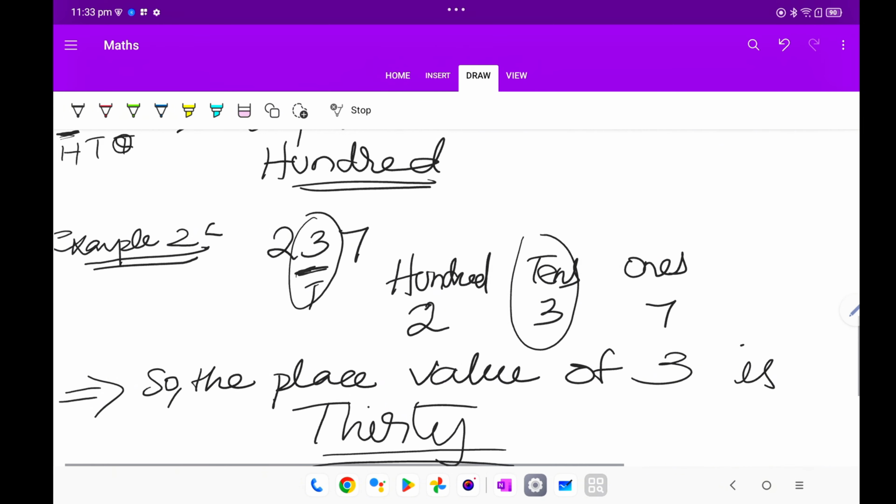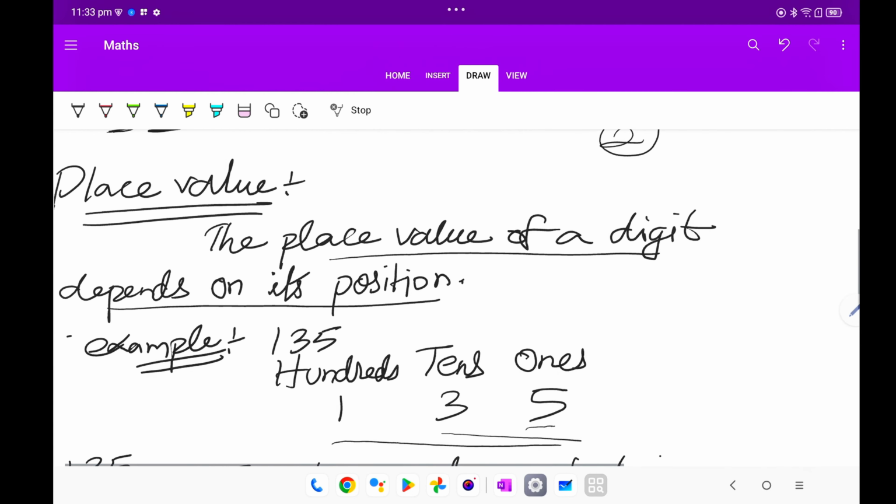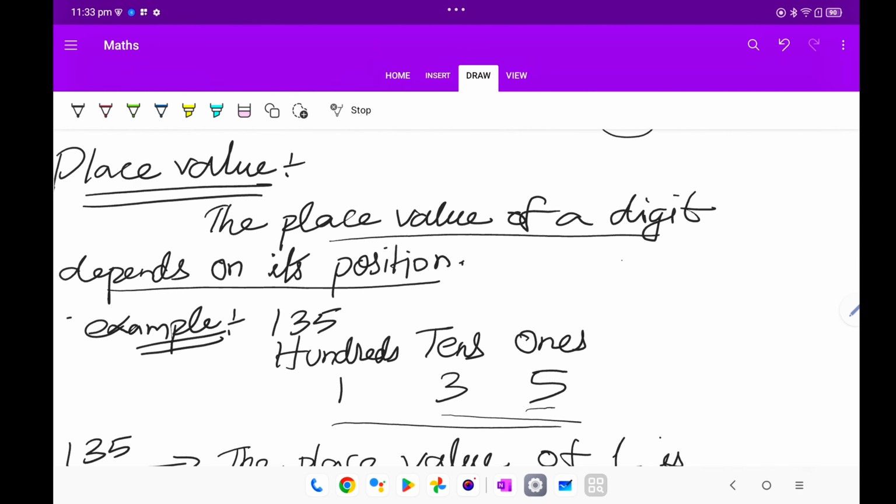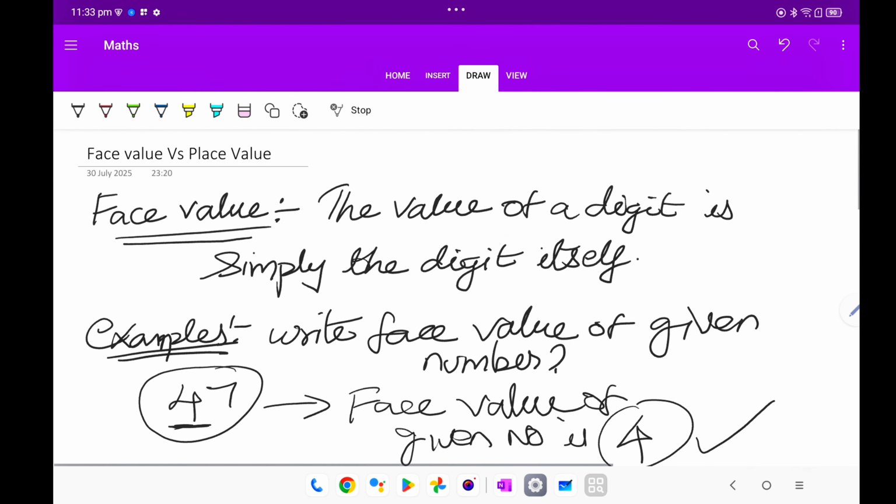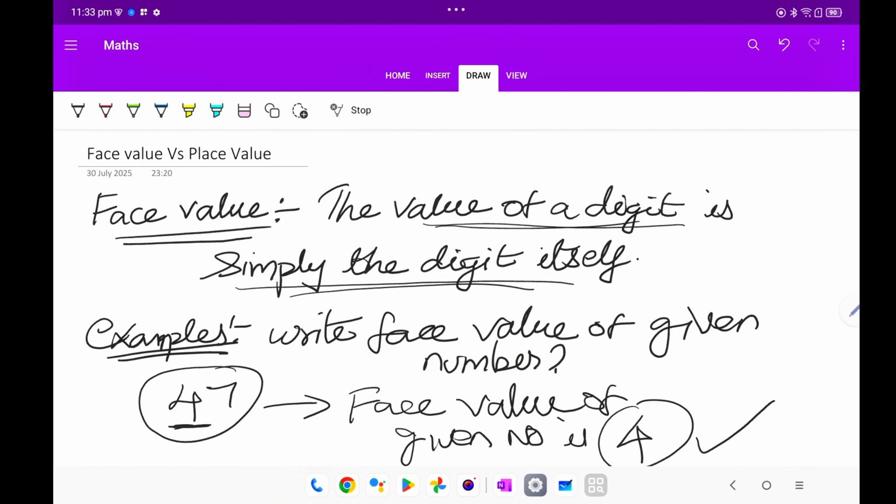Okay students, so I hope you have understood place value. Place value is nothing but the value of a digit depending on its position, whereas face value is the value of a digit, simply the digit itself.